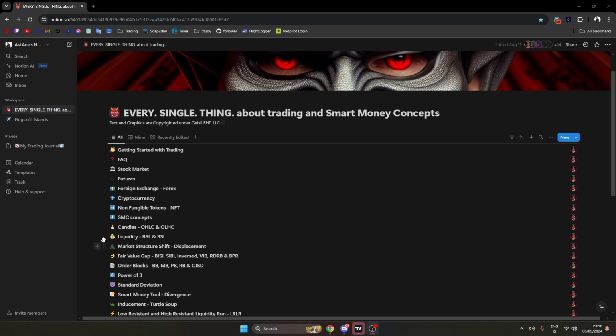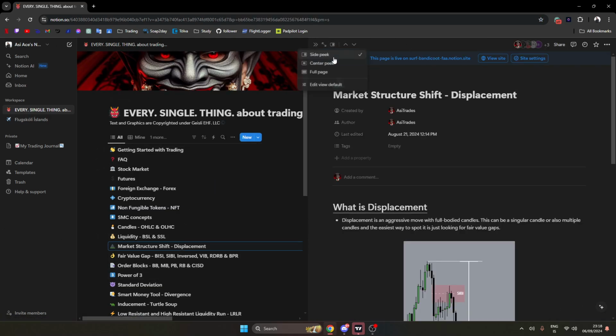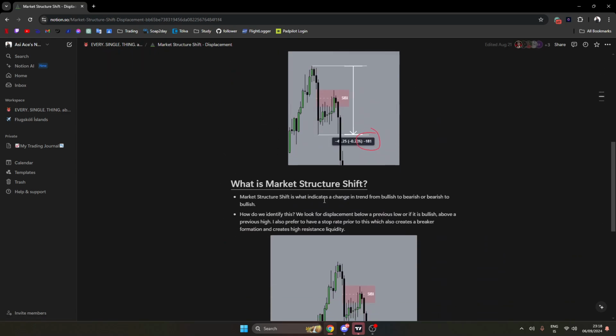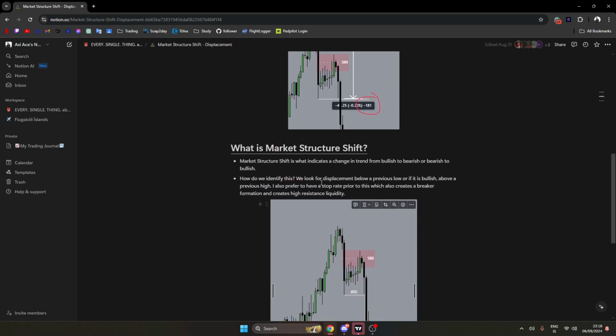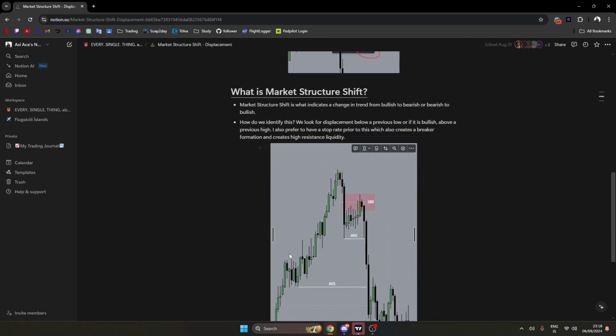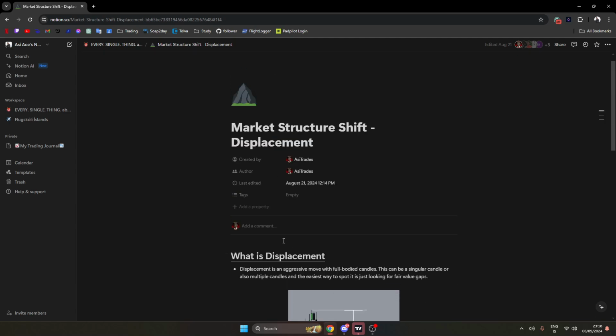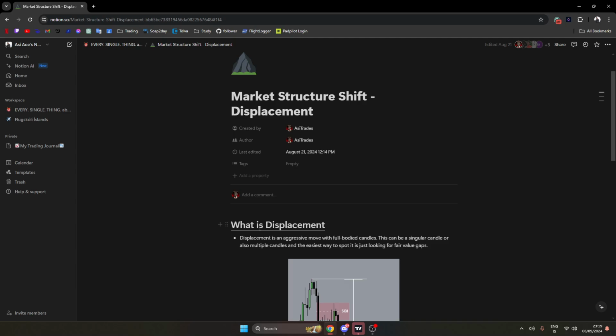In the last video, we covered the get starteds, facts and Qs, and we went over candles and liquidity. So now we're going to go over the market structure shift or displacement. Let's open this up real quick. I do have images on this. This is quite short and sweet, so I guess we can take some more stuff. I'll just see how long I can go today. But market structure shift, displacement.